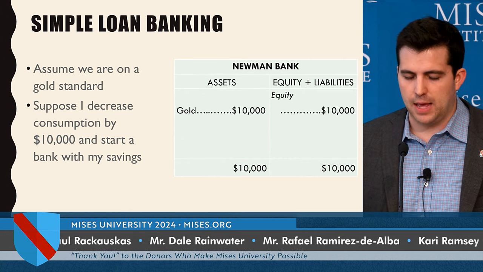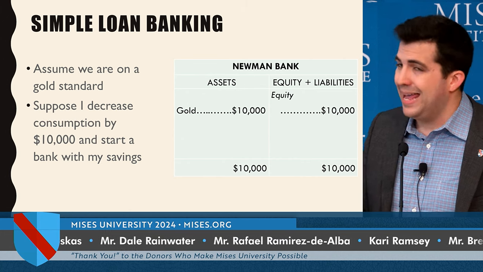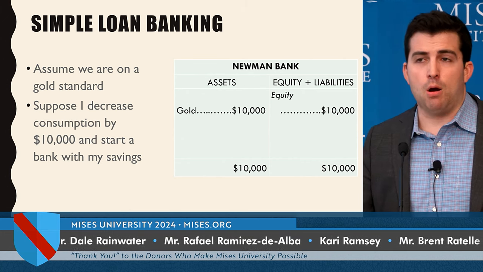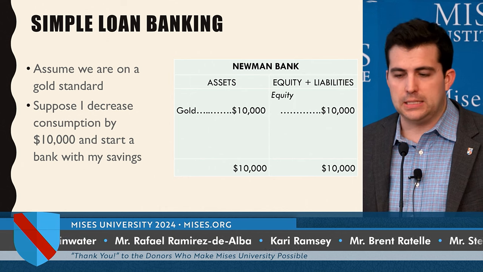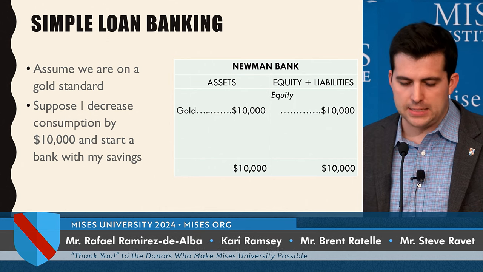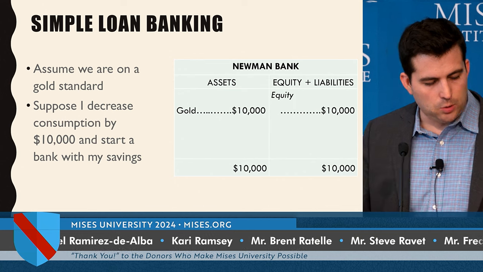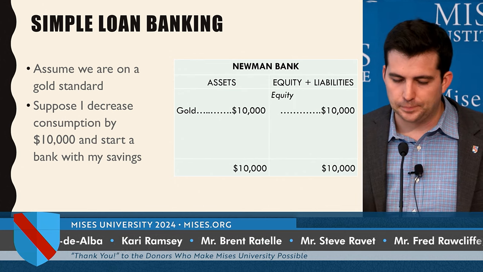We're not concentrating on any of that. We're just concentrating on the gold and the equity. I haven't borrowed anything, so I have no liabilities. I instead just have a net worth that's equal to my assets, right? $10,000 is equal to $10,000, right?